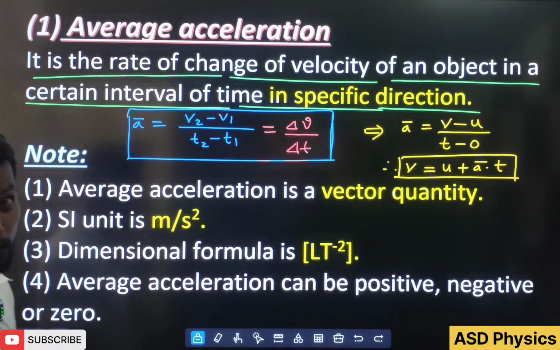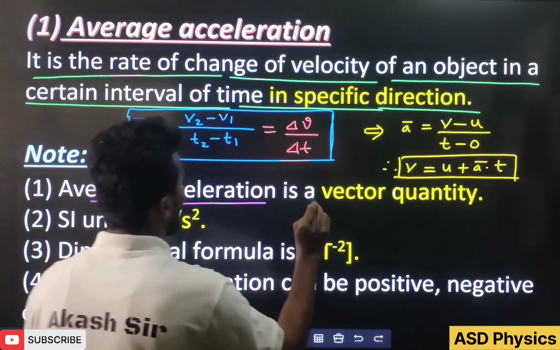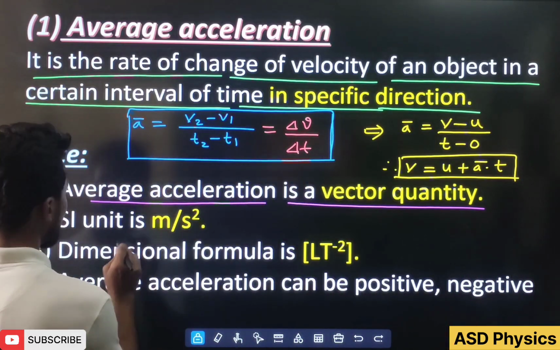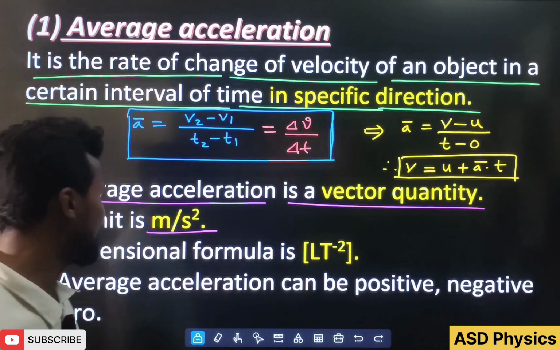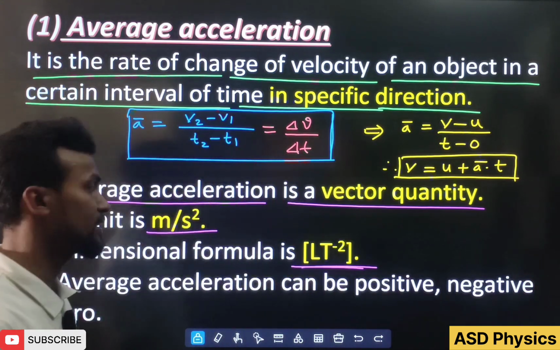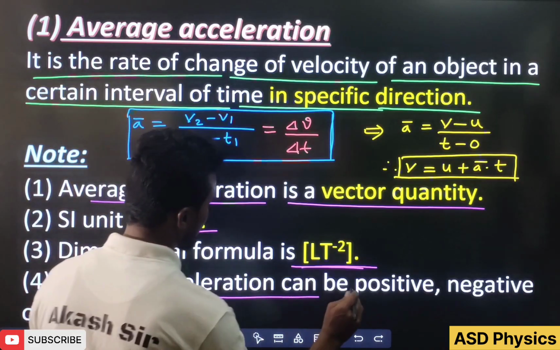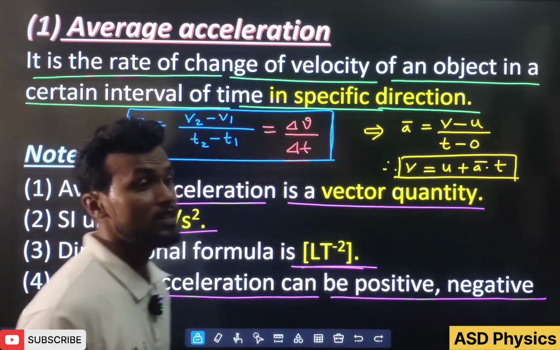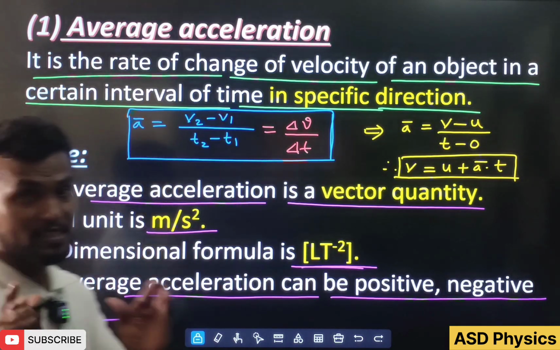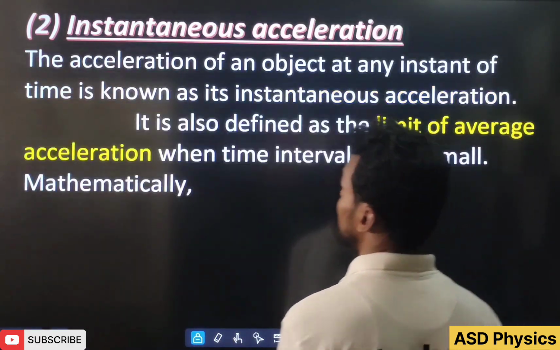Now see, there are some important points. Average acceleration is a vector quantity, that you know very well. The SI unit is meter per second square, and the dimensional formula is LT to the power minus 2. Remember that, LT minus 2. And average acceleration can be positive, negative, or zero because it is a vector quantity.